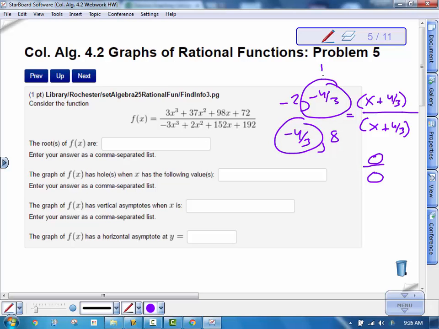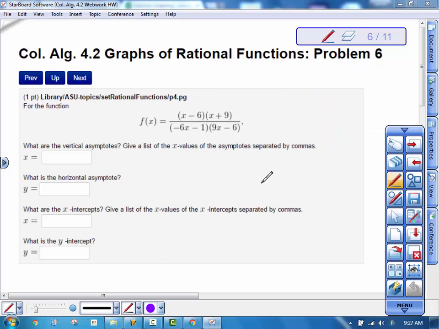That's a hole. Whenever you have the same zero on the top and the bottom of this function, it'll cancel and give you 0 over 0, which is undefined, but it's not a vertical asymptote. So the roots of this equation are negative 2, not 4/3. The hole is at negative 4/3. The graph has a vertical asymptote where the bottom is 0, so that'd be at 8. And the horizontal asymptote is y equals the ratio of leading coefficients, which is negative 1, since the exponents are the same in the top and the bottom.